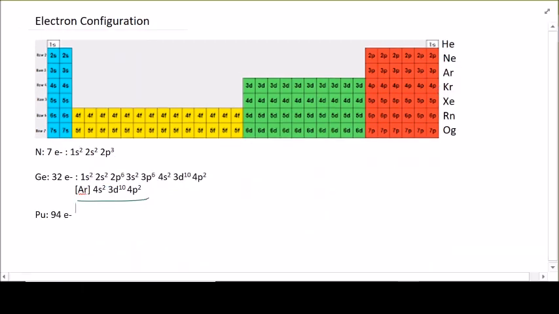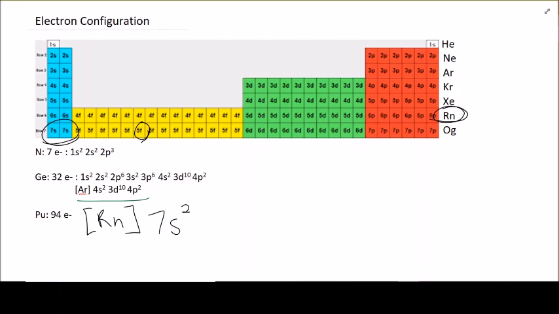What about plutonium? Plutonium is located here. So if you want to pause the video and try it out yourself, go for it. So the Rn, because it's the previous noble gas, and you have 2 electrons in the 7s2 orbital, and you have 1, 2, 3, 4, 5, 6 electrons in the 5f orbital.